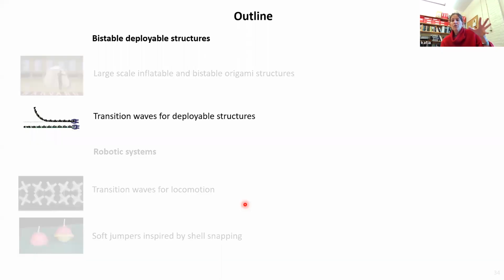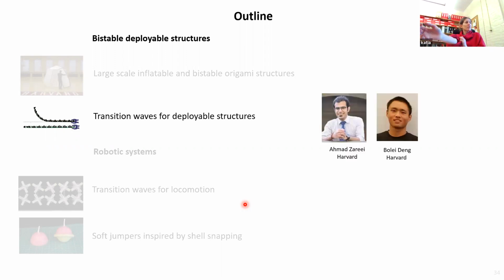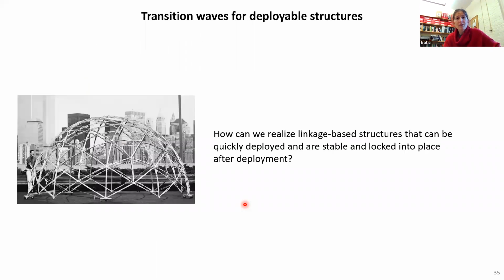All right, so the first project was deployable structures via inflatability. We have also been looking at using dynamics to facilitate the deployment process of linkage-based structures. This is recent work done by my postdoc Ahmed and my student Boli. Here the question we ask is: can we realize linkage-based structures that can quickly deploy and are still stable and locked in place after deployment?